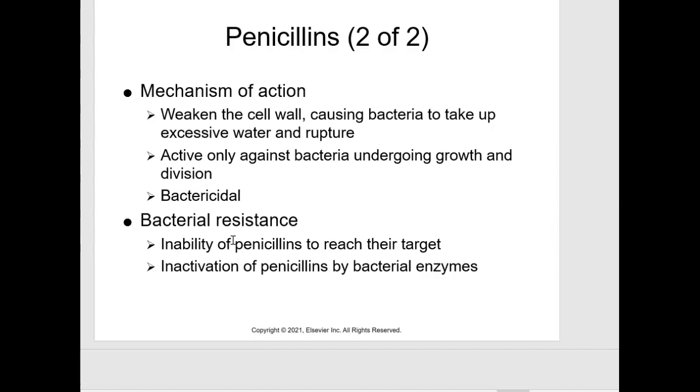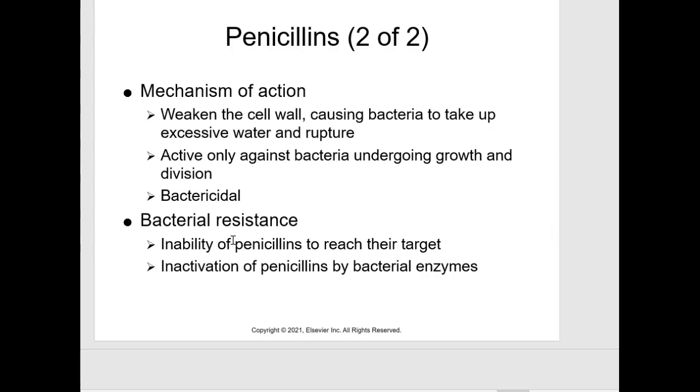All of the bacterial resistance to penicillin is primarily determined by 3 factors. 1, the inability of the penicillins to reach the PBPs. 2, inactivation of the penicillins by bacterial enzymes. And 3, production of PBPs that have a low affinity for penicillins. So in our last chapter, we talked about all these different ways that resistance can happen.